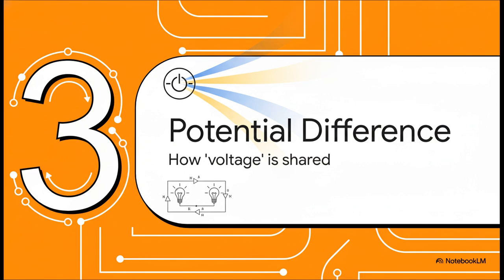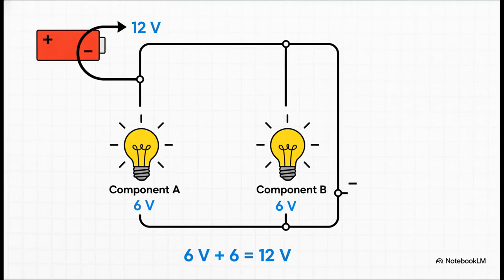On to section 3, our next big showdown: potential difference. You probably know it better as voltage. This is all about how the energy from the battery gets handed out in the circuit. In a series circuit, all the components are in it together. They have to share the energy. So if you've got a 12-volt battery and two identical light bulbs, they'll each get a 6-volt slice of the pie. All the potential differences across the components have to add up to the total voltage of the battery.